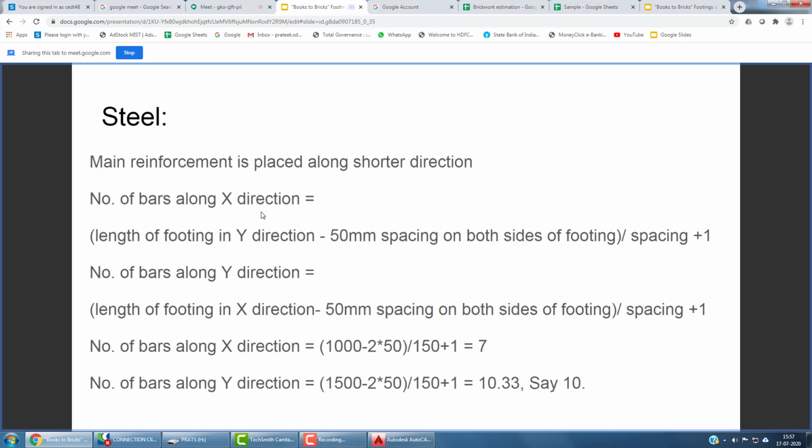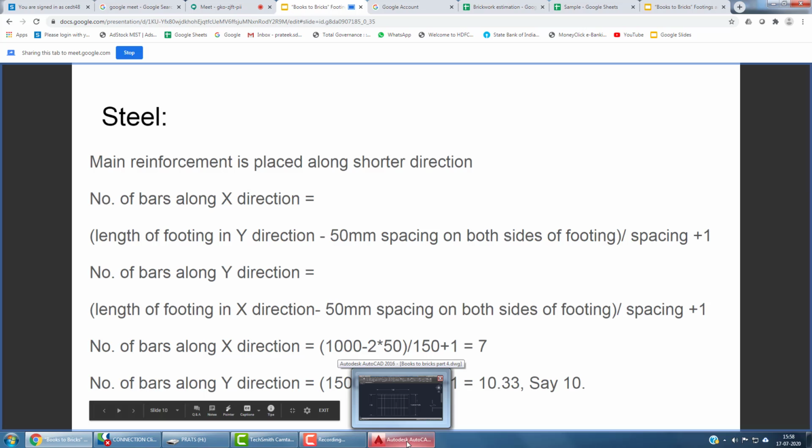Correct. So number of bars in x direction is equal to length of footing in y direction minus 50 on both the sides, because we don't want to add that spacing side. So both the sides we are removing that 50, plus 1. It is actually 50 cover, not spacing, on both the sides, divided by spacing. That will give me the number of gaps actually. This equation without plus 1 gives me the number of gaps.